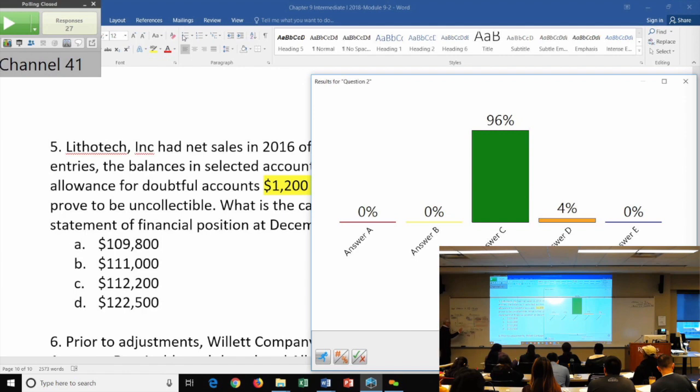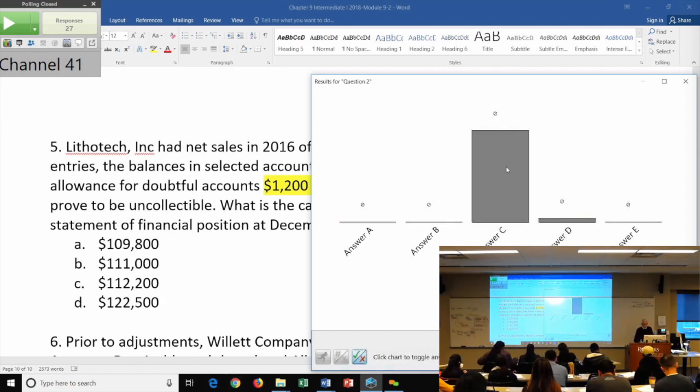Bottom line is you get a 12.8 as your allowance account. So we don't care as much about the allowance. And then the NRV is 112,200. All right, so that one was great, everyone picked up on that. If you did not, make sure you understand why C is the correct answer.